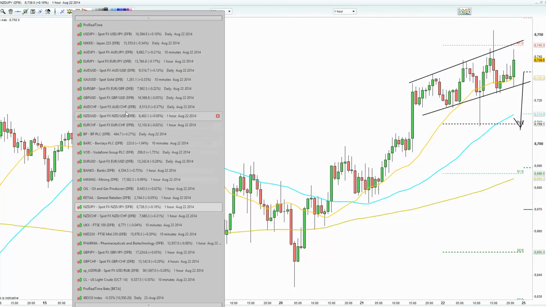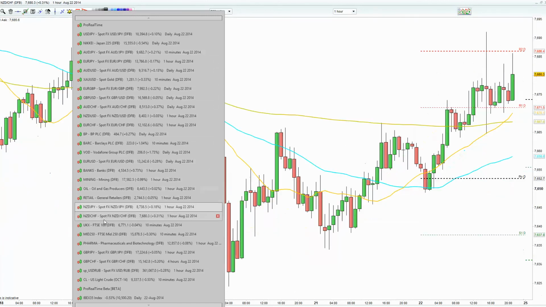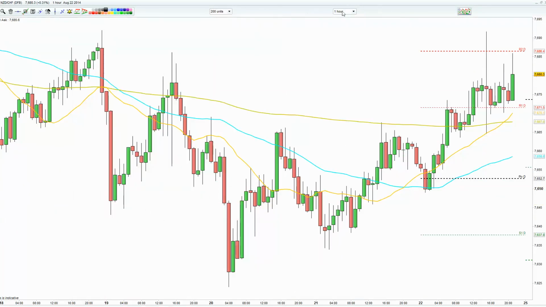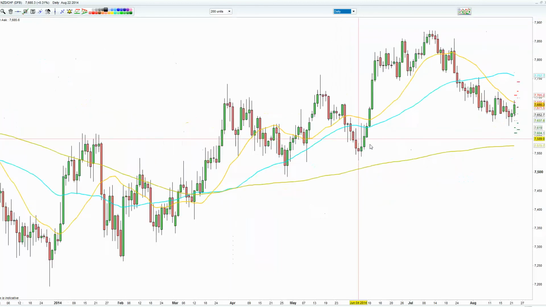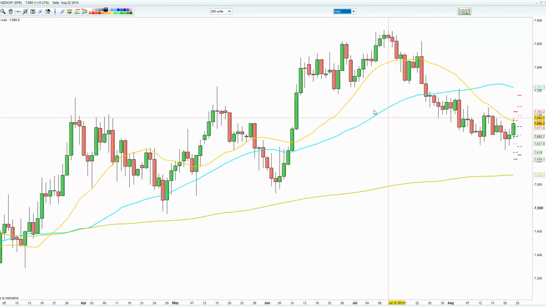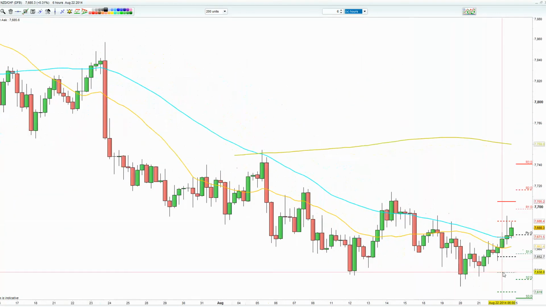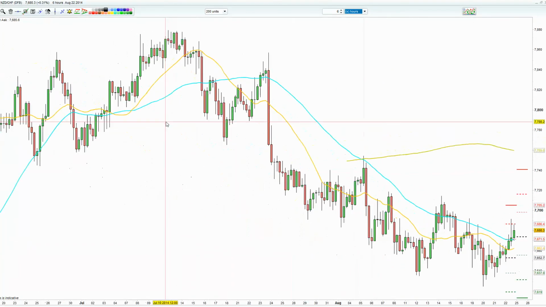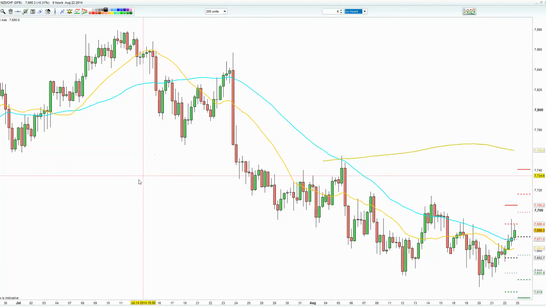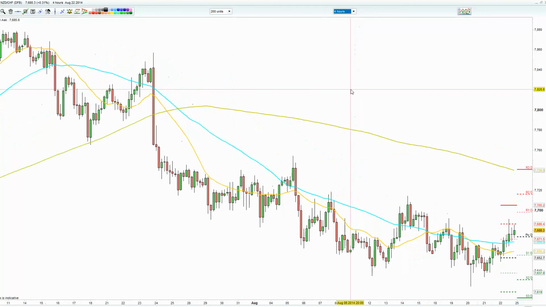NZD CHF, the last but not least of this analysis of the two currency pairs. Let's look at the daily chart. It's lower lows, lower highs so far. Nothing really different from that perspective. Nothing overtly bullish. On the 4-hour chart, yes, you do have a double bottom, so that certainly needs to be watched. But again, as we already know, CHF will catch a bid, so it doesn't bode well for the NZD CHF. Sorry, this is the 4-hour chart.